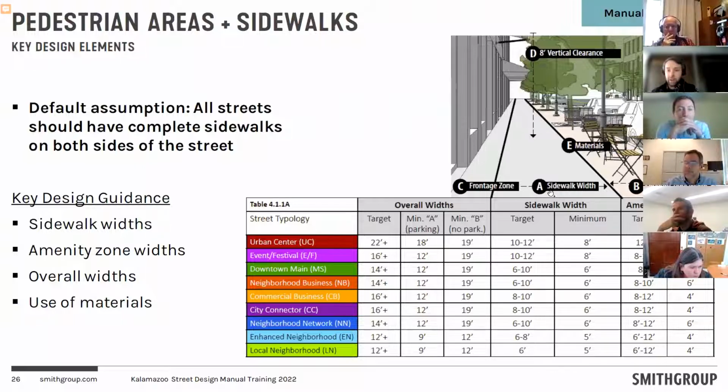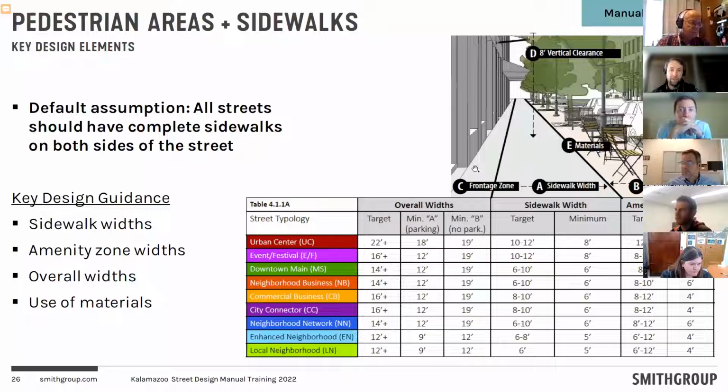So that includes the sidewalk. That also includes the amenity zone. Sometimes that can be called a landscape strip or a lawn panel. There's a variety of different names for it. But that amenity zone, where you often might have street trees, could be lawn, it could be paved. That entirely depends on the context that you're in.